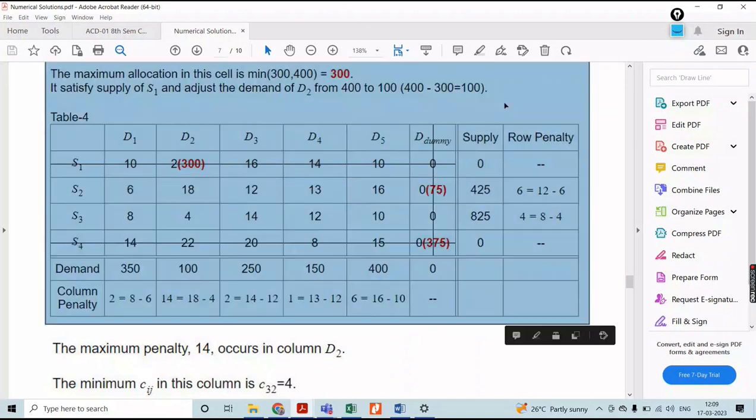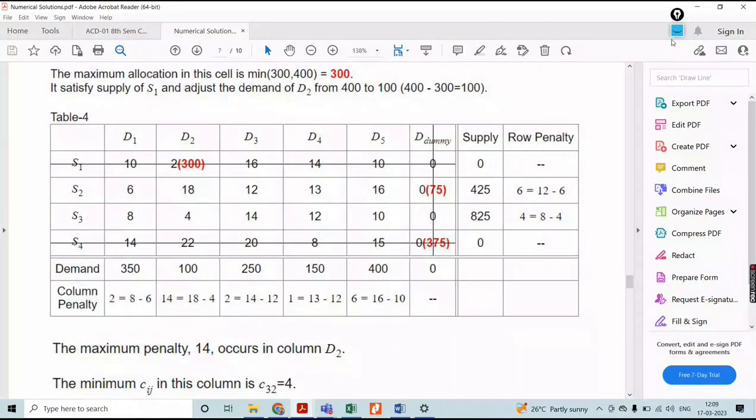Next, what you need to do? Again, you have to proceed with the same penalty procedure. That is 12 minus 6, it is 6. Next, 8 minus 4, it is 4. Next, with respect to the column, 8 minus 6 is 2. Next, 18 minus 4 is 14. Then 14 minus 12 is 2. 13 minus 12 is 1. 16 minus 10 is 6. Which is the highest value here? Maximum penalty. 14 is the highest value.